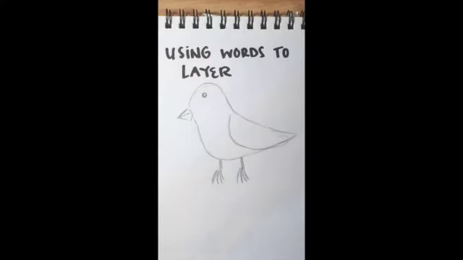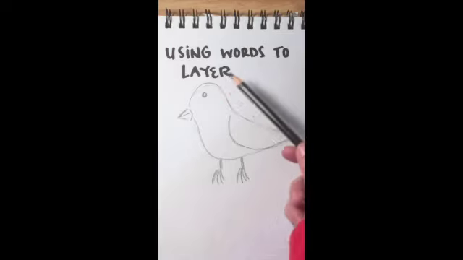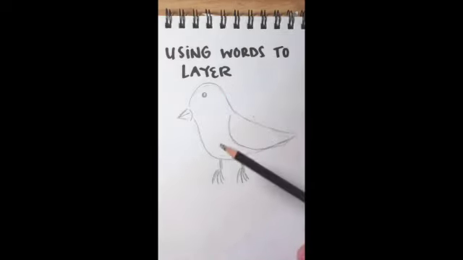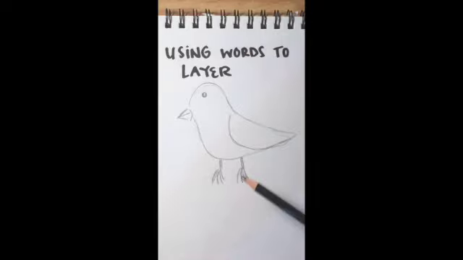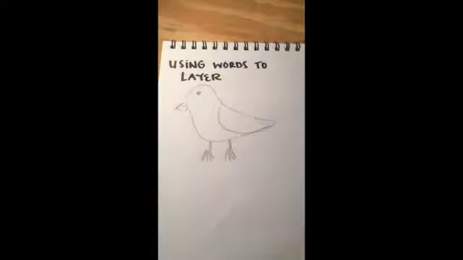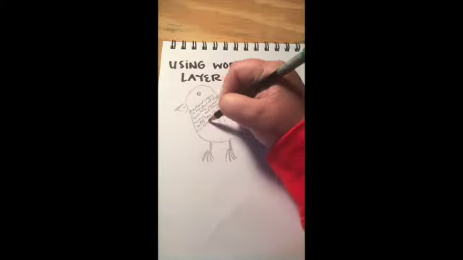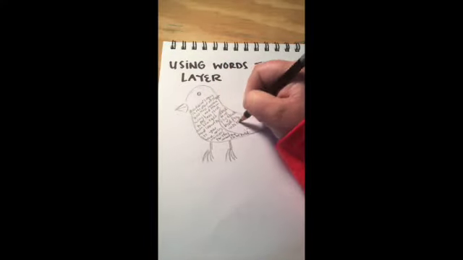So for this one, I have my image just an outline drawn out, and I'm going to start filling in these shapes with words. And as I layer and kind of build up the words, that will help it to look darker, just like with your hatching, cross-hatching, scumbling, stippling, only now we're using words to do that.